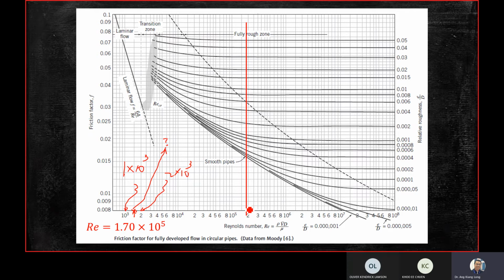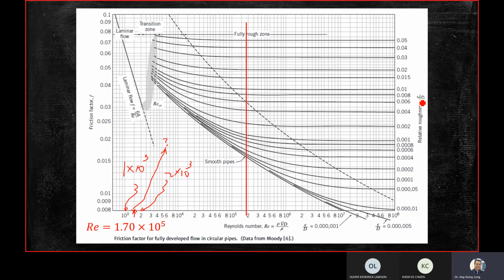But it should be a little bit to the left, because of the Excel PowerPoint format. I'm not able to put the line according to the position there, but the concept is there. The first step, you already find the Reynolds number. You draw the line. Then after that, you determine the right-hand side, the relative roughness.